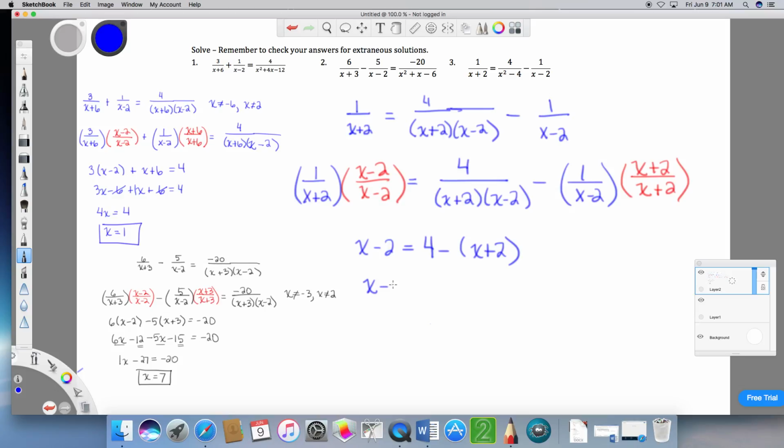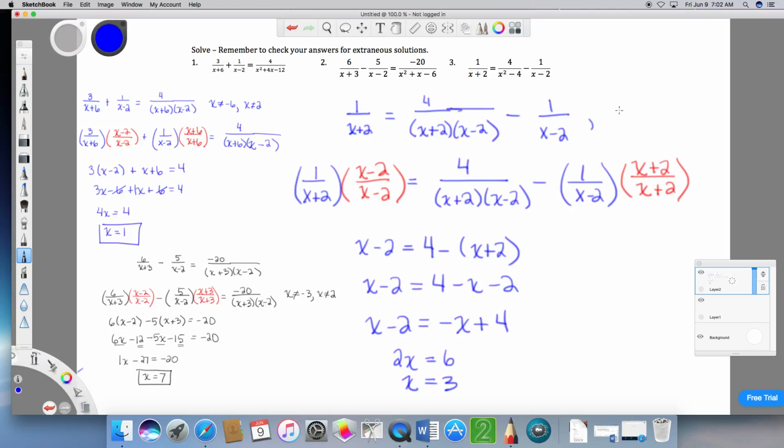So we have x minus 2 is equal to 4 minus x minus 2. That is x minus 2 here, and negative x plus 2. If we add x to each side, and if we add 2 to each side, we have that x is equal to 3.